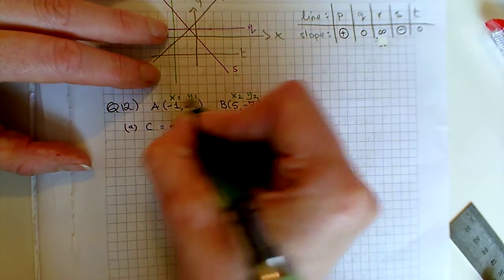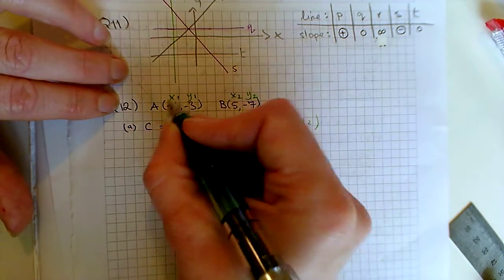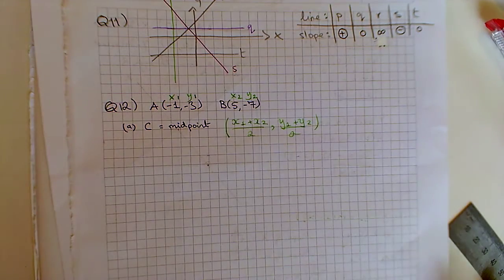So the ones all in one. You never have x1, x2 on the same point. That's the main mistake that people make when they're labeling these.